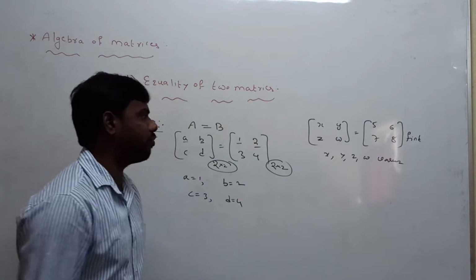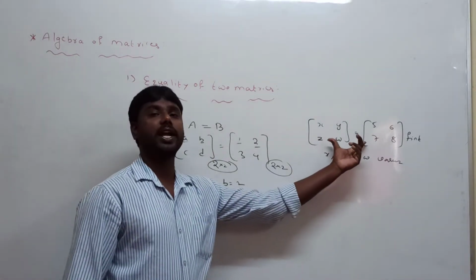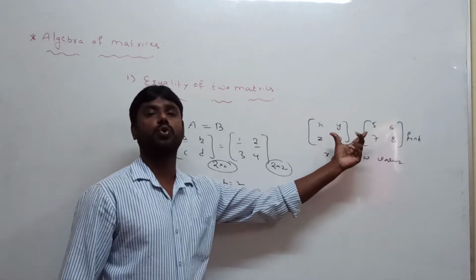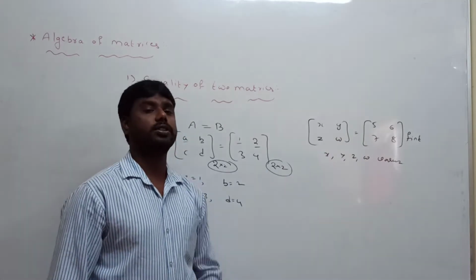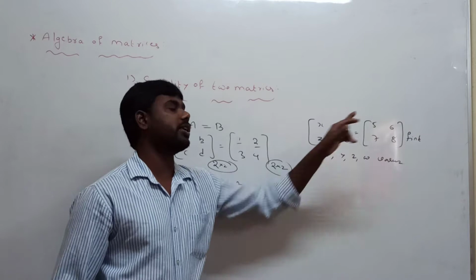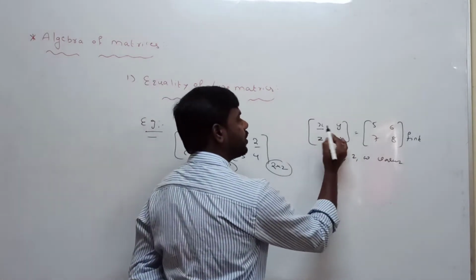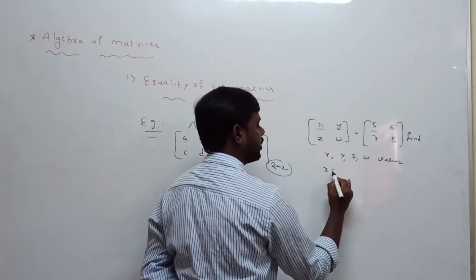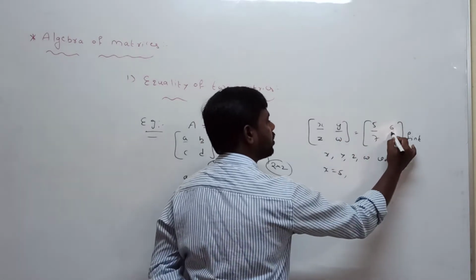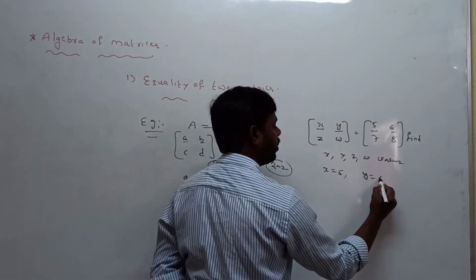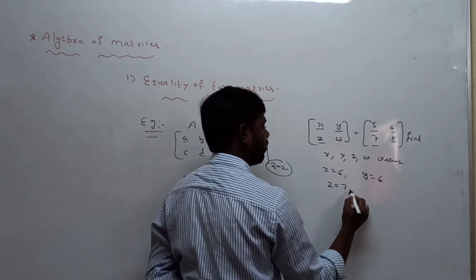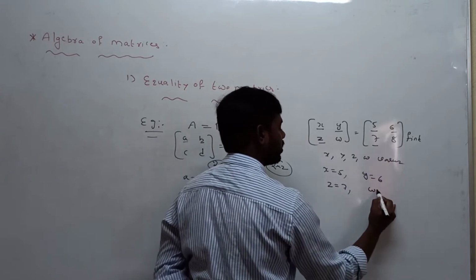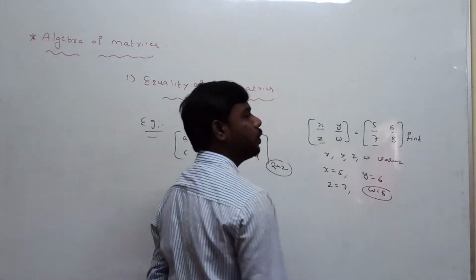How to find this? What is the condition? Both the matrices are equal and both are of the same order. Then corresponding elements are equal. First place is equal to first place: x is equal to 5. Second place is equal to second place, that means y is equal to 6. Third place is equal to third place: z is equal to 7. w is equal to 8. Like this you can solve equality of two matrices.